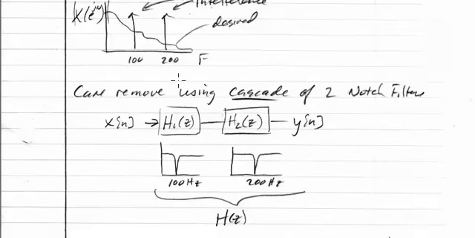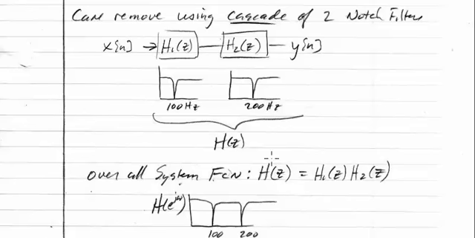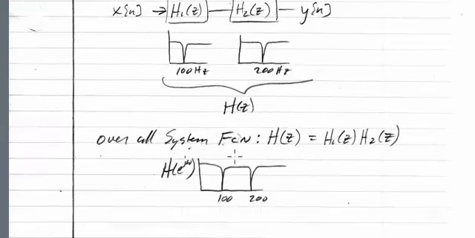We can remove these tones by using two different filters in a cascade configuration. The first one will notch out the first interference tone, and the second one will notch out the second interference tone. And we can also combine these two filters into one common filter. Since we're in the Z domain, we can just multiply them together and we get a notch filter that's got two notches.